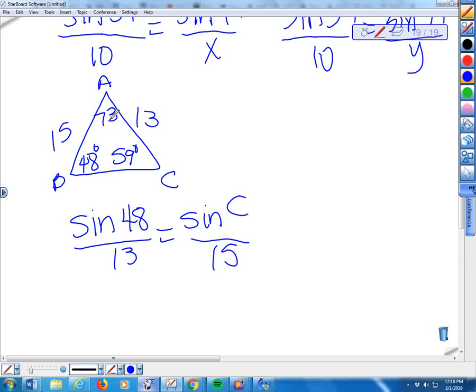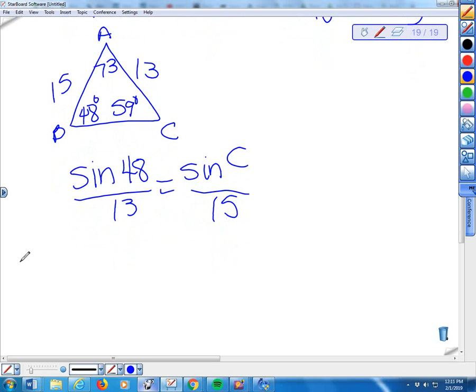Okay. Then I can set this up to be sine 73 over x. So 13 sine 73 divided by sine 48. 16.7.